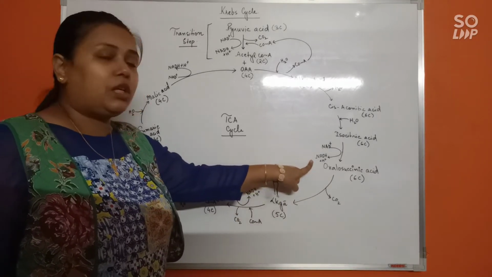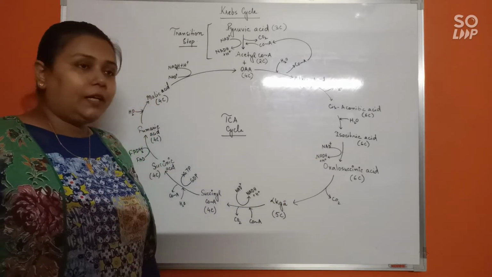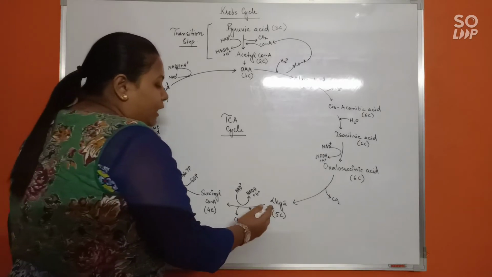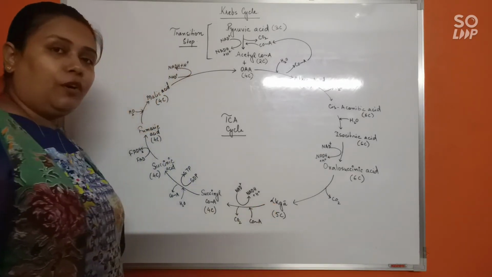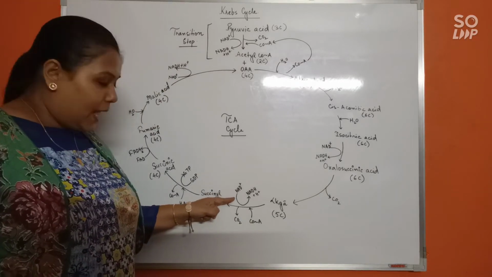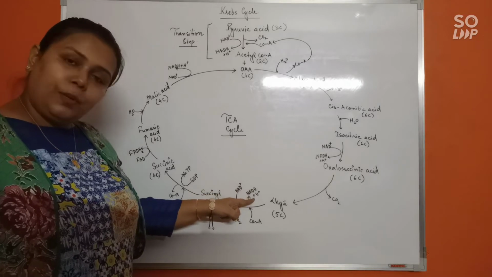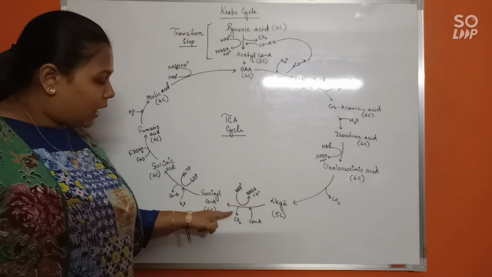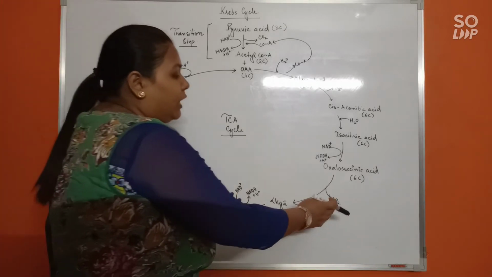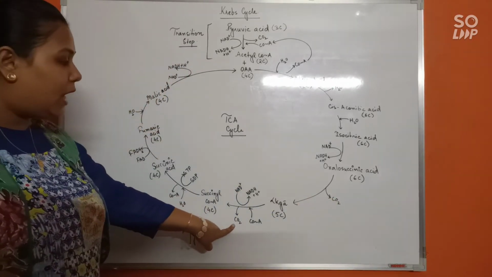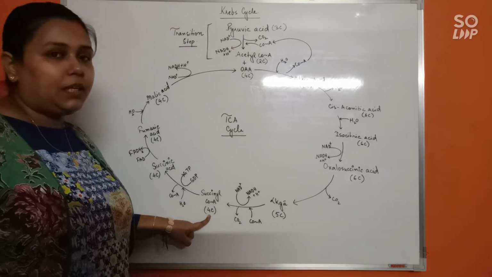Also, one reduced equivalent has been formed, that is NADH plus H plus. Fine. Now, alpha ketoglutaric acid, as soon as it is formed, will undergo another round of dehydrogenation and decarboxylation. So, NADH plus H plus is also being formed in this step. Also, a carbon dioxide is going to be lost. So, we have successfully lost 2 carbons here, giving rise to succinyl coenzyme A, which is a 4-carbon compound.